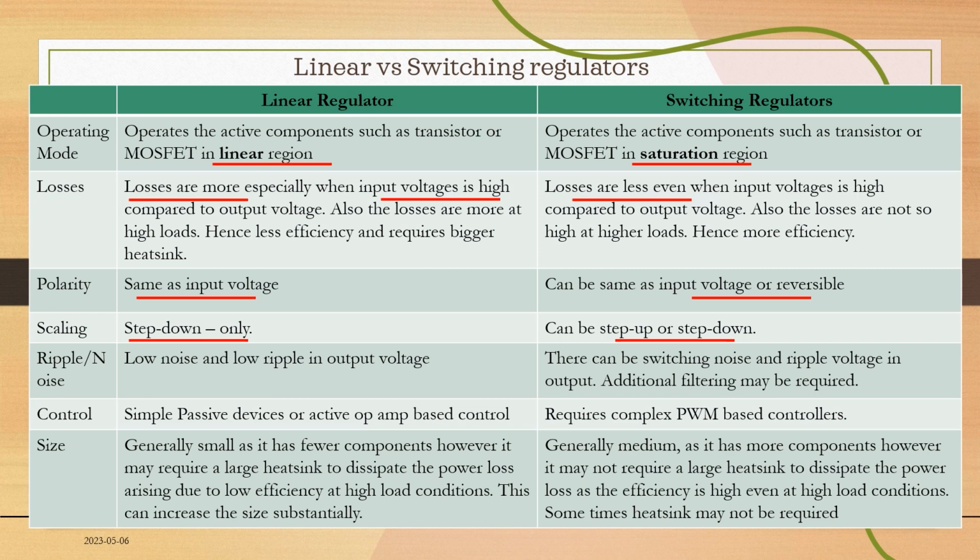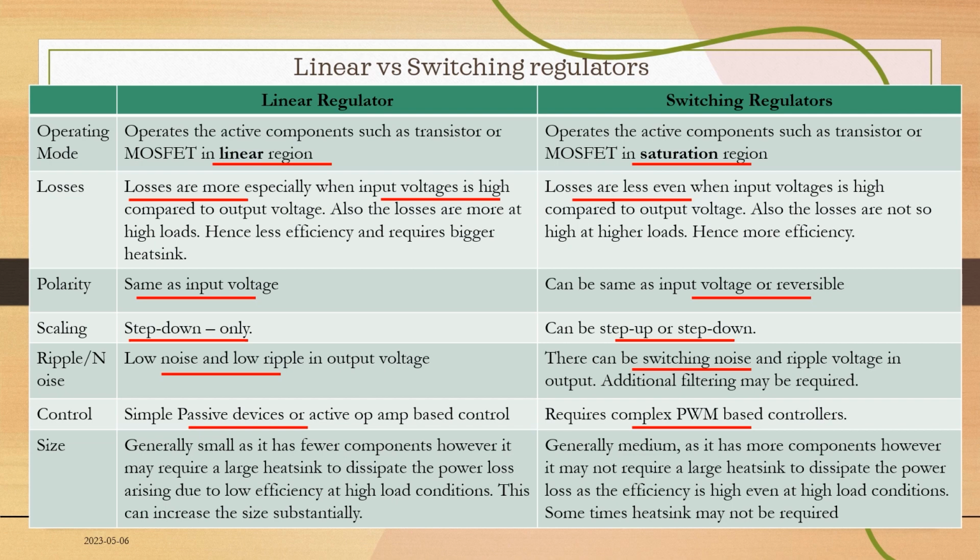As linear regulators operate in the linear region, they have low noise and ripple at the output. However, in a switching regulator, we can expect switching noise. This can be reduced by using additional inductor filters. The control of a linear regulator is simple with passive devices, but a switching regulator requires complex PWM-based controllers.